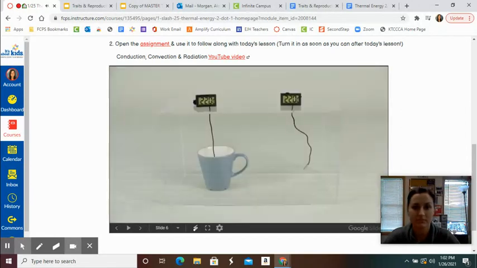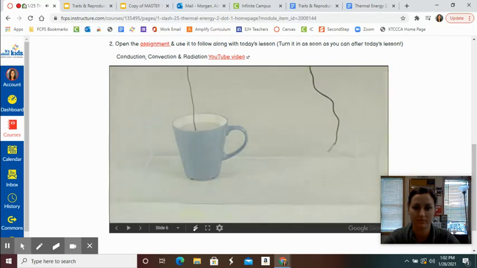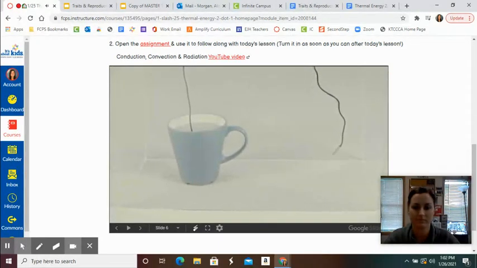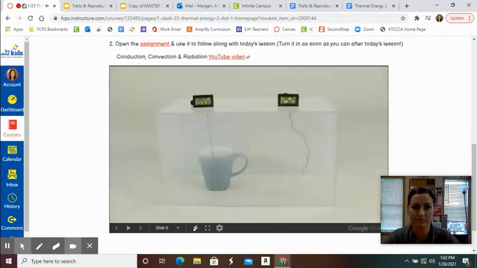Here we see an empty cup in a box with 2 thermometers. Both thermometers are at room temperature, 22 degrees Celsius. Now let's lift the box and add hot water to the cup. Once we put the box back over the cup, no air escapes. Now let's observe what happens to the temperatures of the water and air over time. We'll speed up the video to see the results faster.